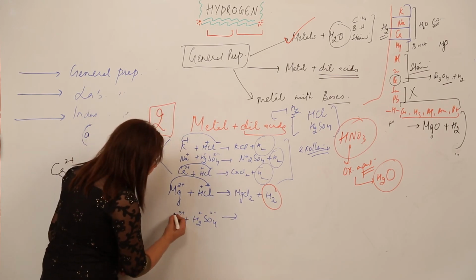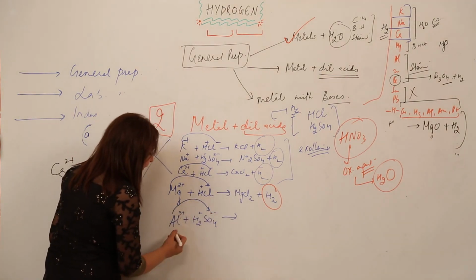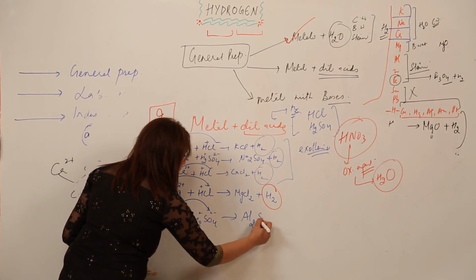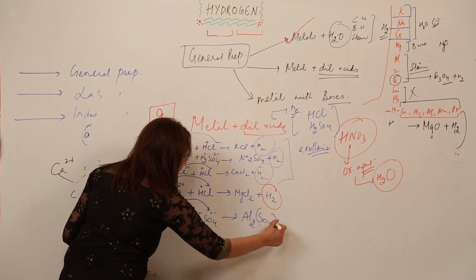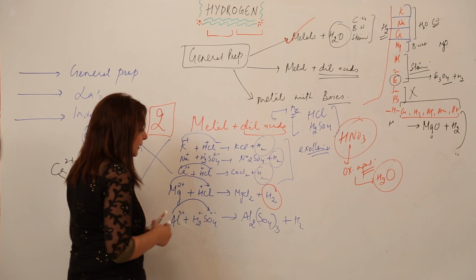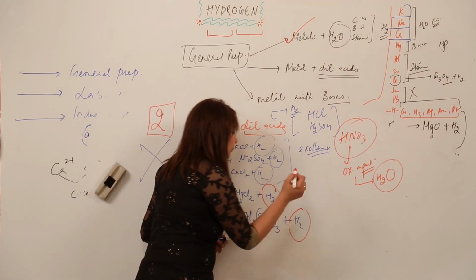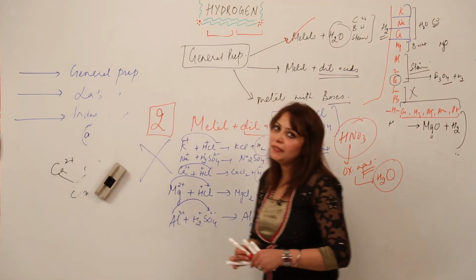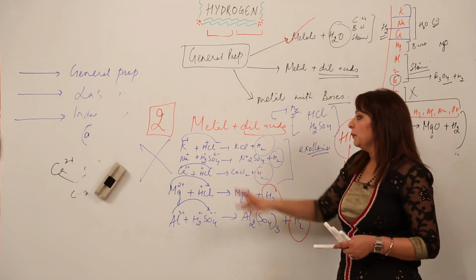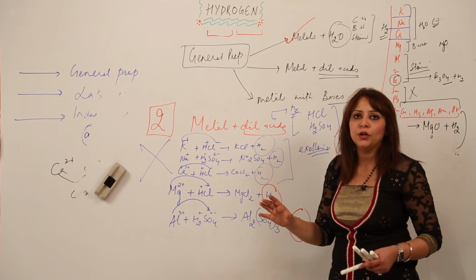Again, the positive part is going to react with the negative part. So what do we get after crisscrossing? Al2(SO4)3, plus H2. SO4 is a radical, so it has to be enclosed in brackets. Again it is our desired product. So that means we can get hydrogen by reacting metals with dilute acids, but those reactive metals are obviously not going to be used.